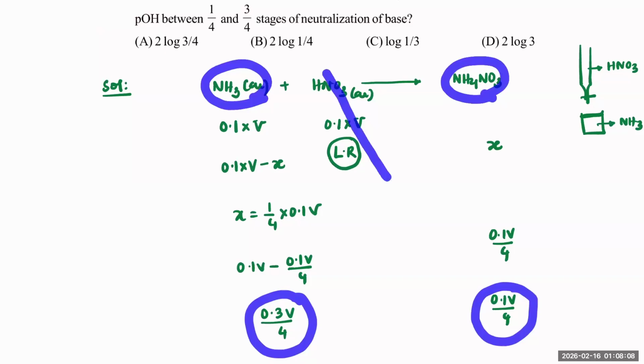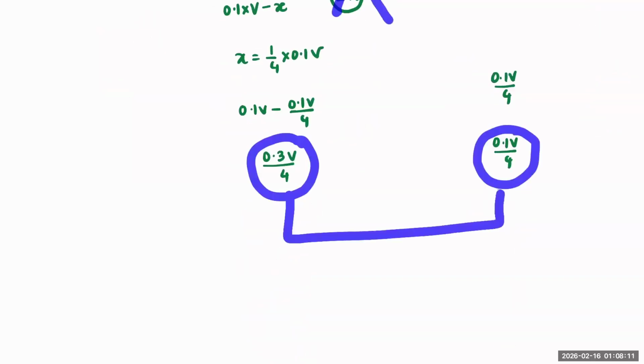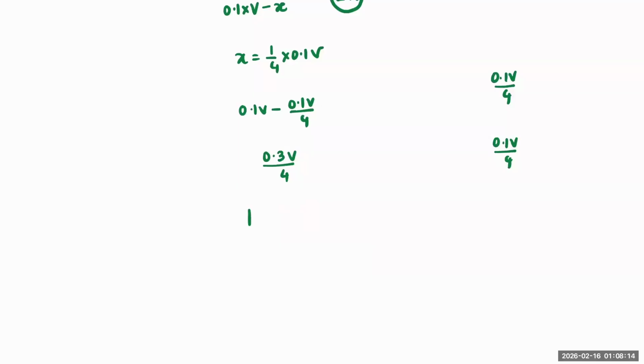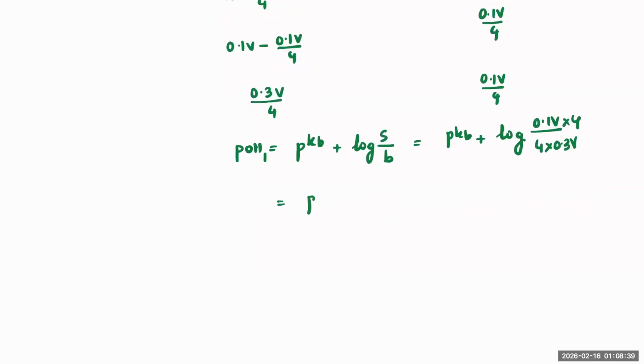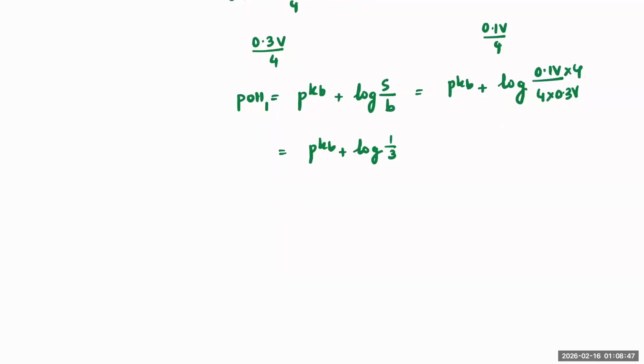This is always limiting, which leaves us with a buffer solution forming here. So when this is a buffer, how much will be the pOH? The formula for a basic buffer is pKb plus log of salt by base concentration. So let us put this as pOH1, which is equal to pKb plus log of salt, which is 0.1 V by 4, over the base, which is 0.3 V by 4. So which makes it pKb plus log of 1 by 3. This is the first case. Next one is pOH2.